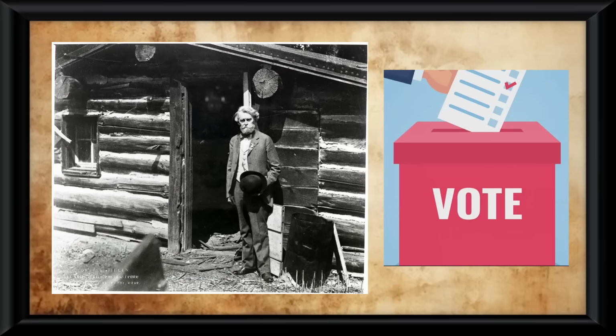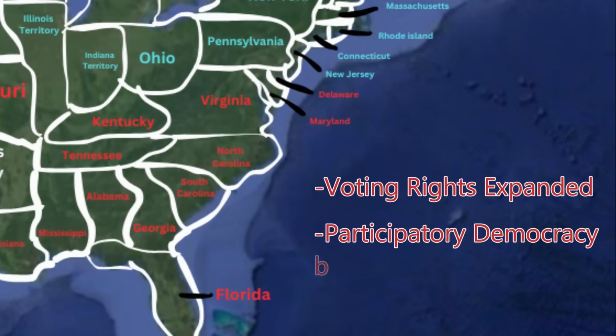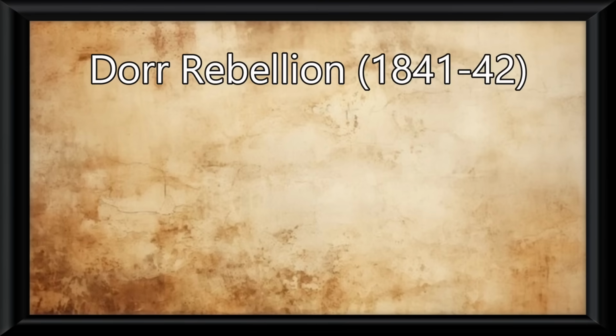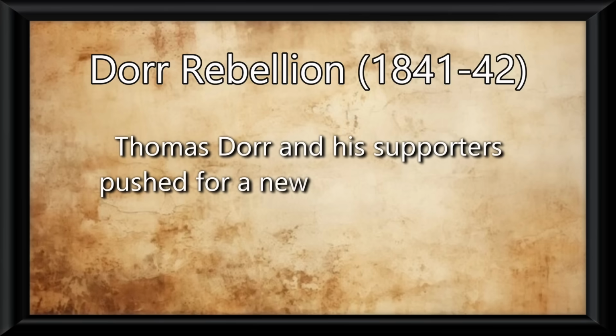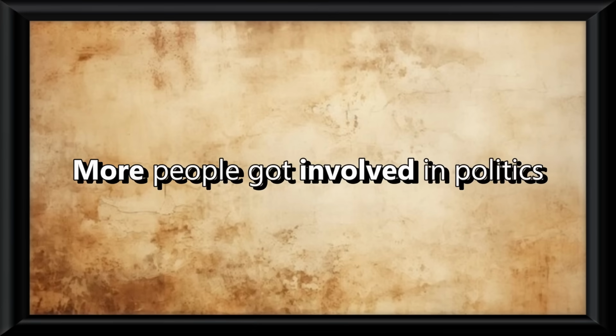The big shift came with the elimination of property requirements for voting. Before this, you had to own land to cast a ballot, but as more states dropped this rule, voting rights expanded, and participatory democracy became a thing. One key event you should know is the Dorr Rebellion in Rhode Island, where Thomas Dorr and his supporters pushed for a new state constitution to expand voting rights, since the original charter only let landowners vote. Basically, more people got involved in politics.